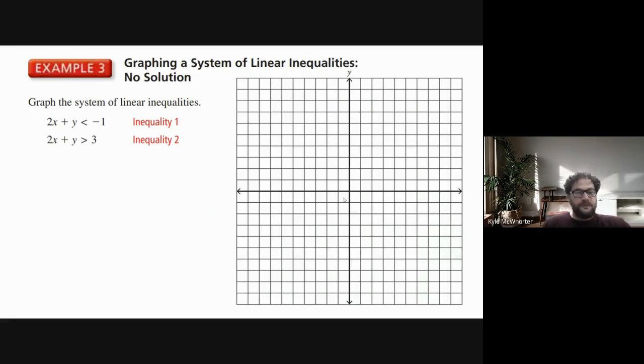Okay, example 3. Now in order to graph this one, we need to rearrange some things a little bit because we want to have the y by itself. So I'm going to take inequality 1, 2x plus y is less than -1. And I want to get the y by itself. So I am going to subtract 2x from both sides.